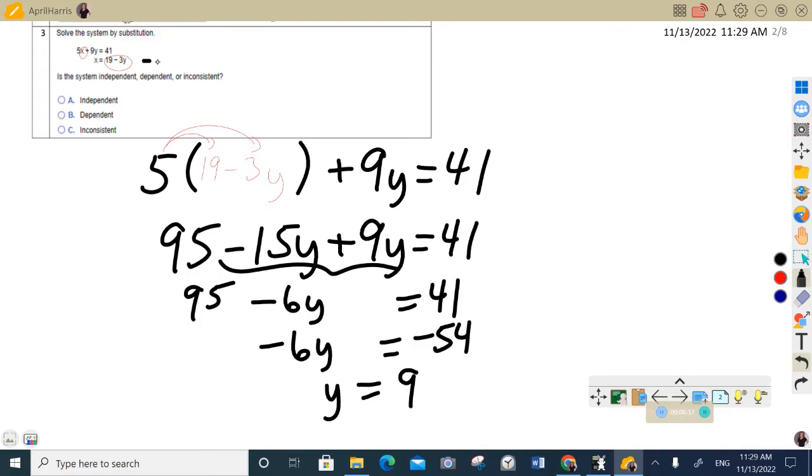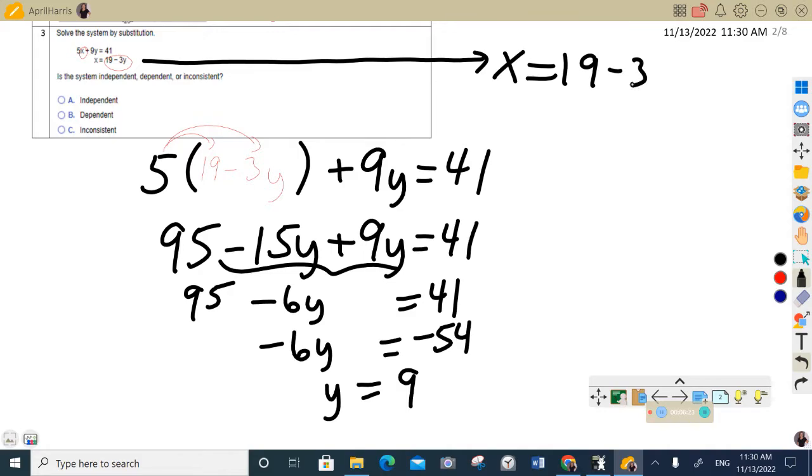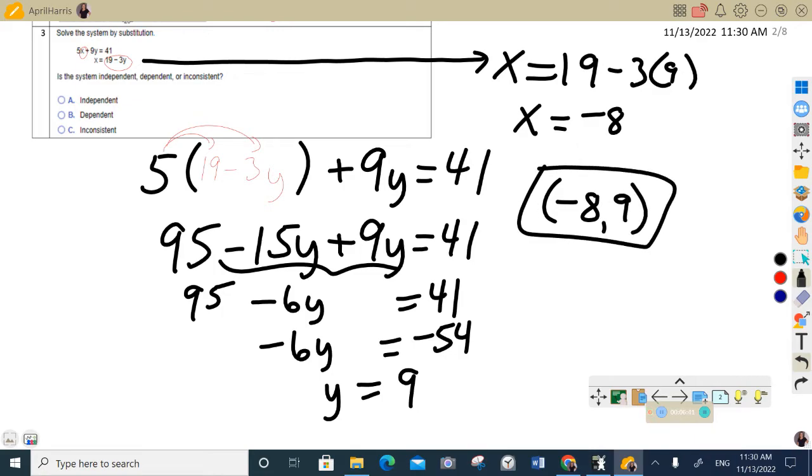So I'm going to go back up here to my original equation that said x equals 19 minus 3 times whatever y is, and we just found y to be 9. So you can type that on your calculator if you'd like. 19 minus 3 times 9, and you get negative 8. So your ordered pair, the point where the two lines cross, is negative 8, positive 9, and that has one answer, so that's called an independent system.